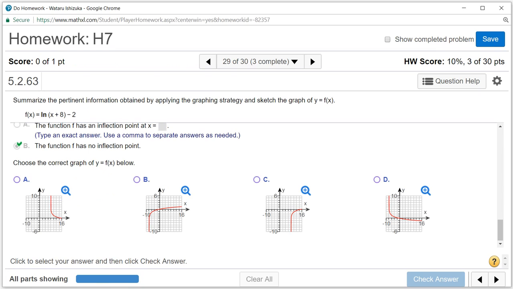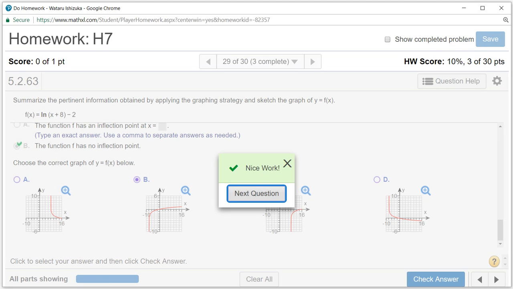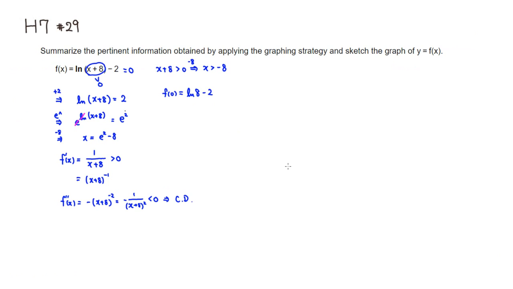Unfortunately, both of them, B and C, are concave down, but the domain, remember, is greater than -8. So it looks like this picture starts from -8, but the C doesn't start from -8. So B should be the right answer. Alright, check the answer. Got that. That's it. I hope that this was clear.